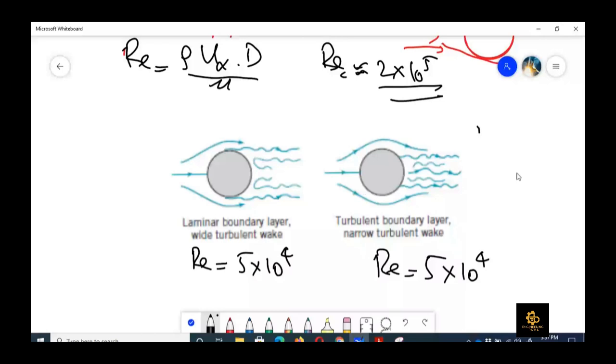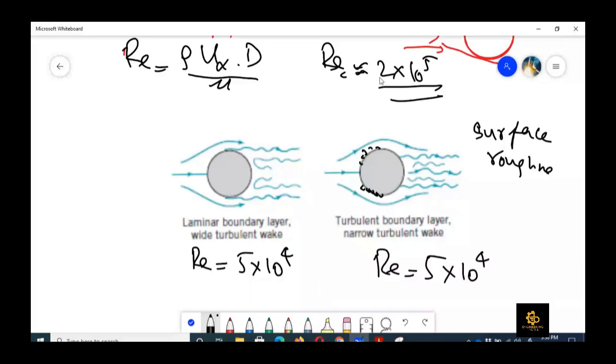If we make this surface rough, with kind of roughness elements, then if it is smooth, the critical Reynolds number is 2 into 10 to the power 5, which is 2 lakh. But if this sphere is kind of rough on its surface, then there is a high possibility that the flow would become turbulent at a low Reynolds number, because roughness would trigger the turbulent transition before this value of 2 lakh. So that is the reason we put dimples on the golf ball.